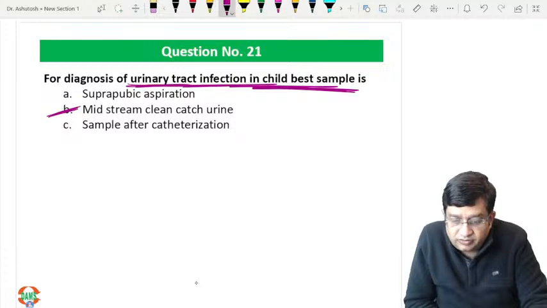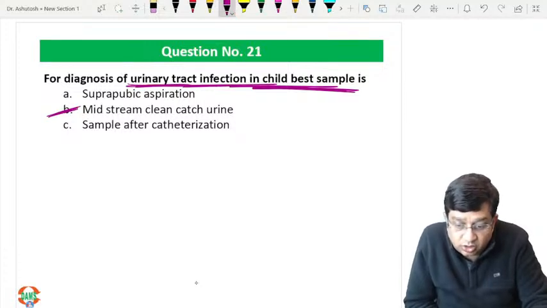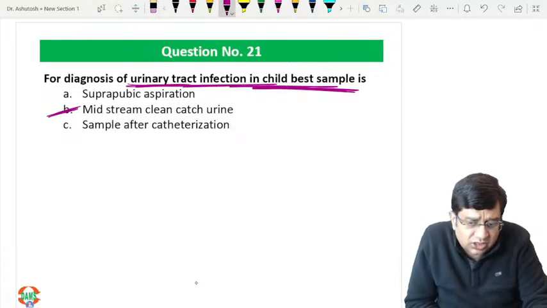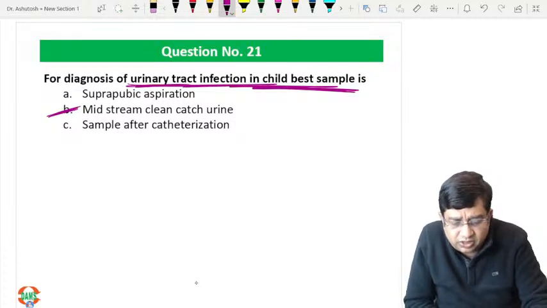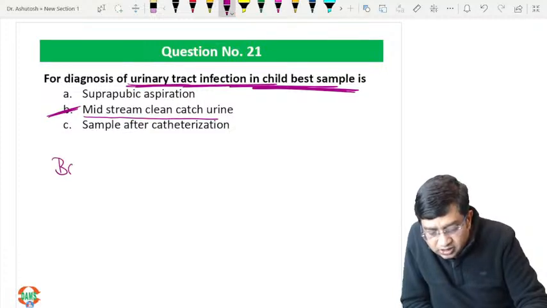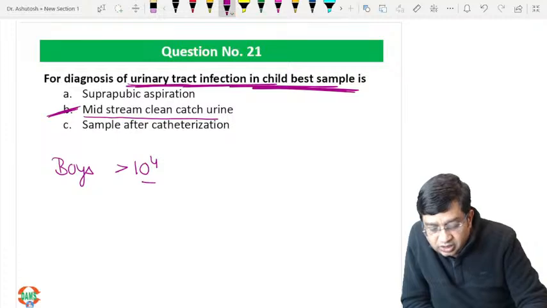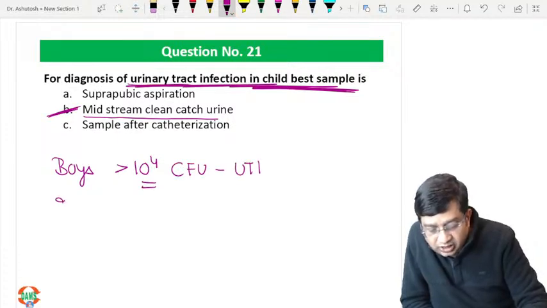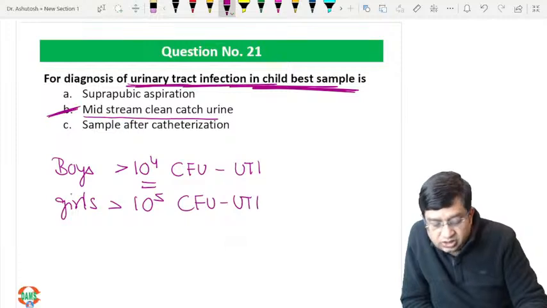Right. If this was the question, yes, it was the question. I hope a single language was given. It is midstream clean catch urine. In boys, if the midstream clean catch urine has more than 10 raised to power 4 colony forming units, it is UTI. In girls, if it is more than 10 raised to power 5 colony forming units, it is UTI.